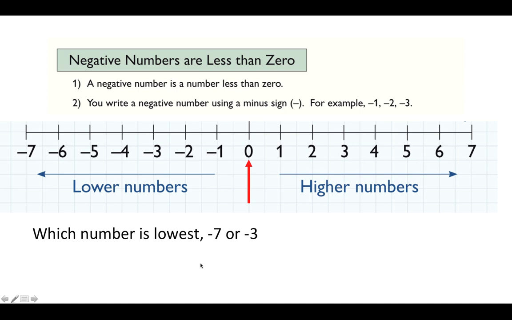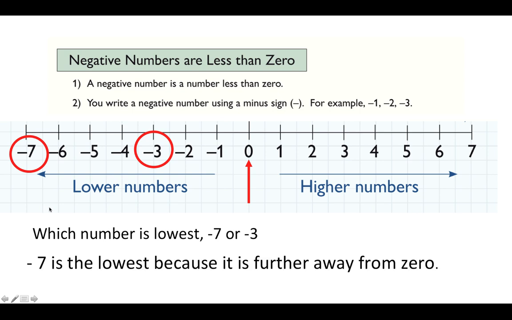So which number is lowest, -7 or -3? Well, the best way to think about it is which one is furthest away from the 0 going backwards. And that would be -7. So -7 is the lowest because it's furthest away from the 0.